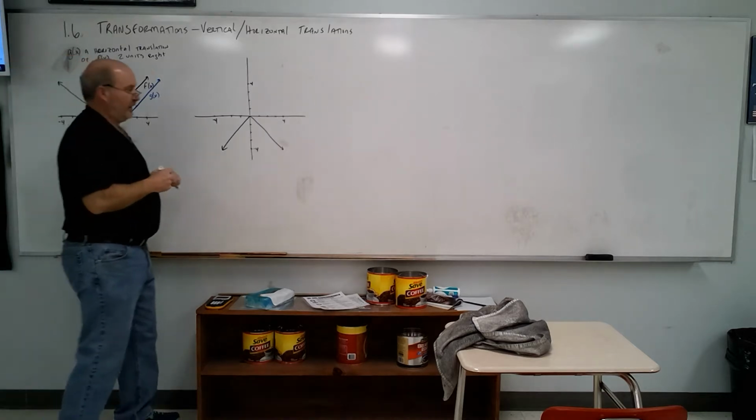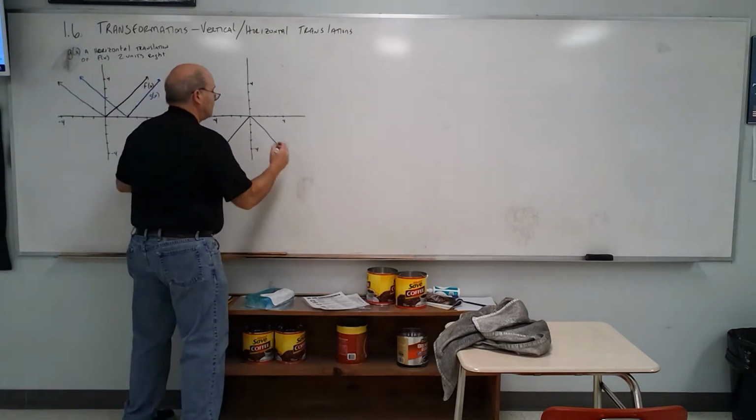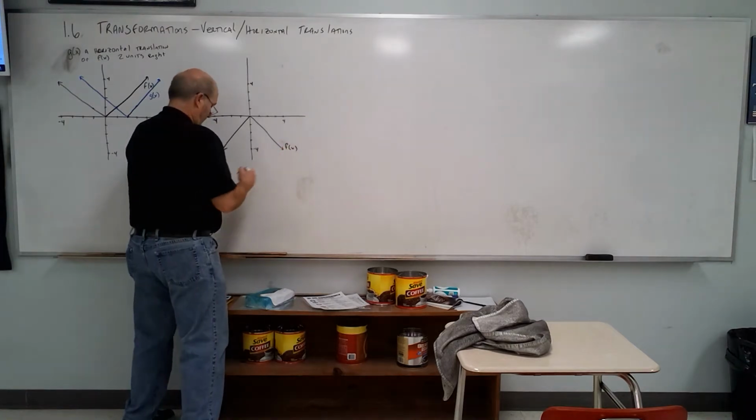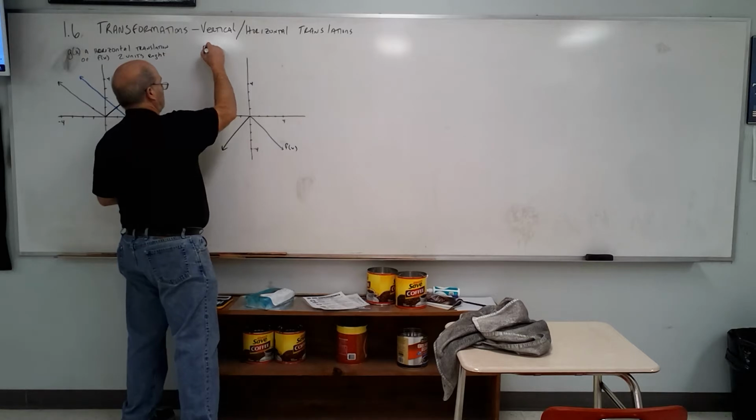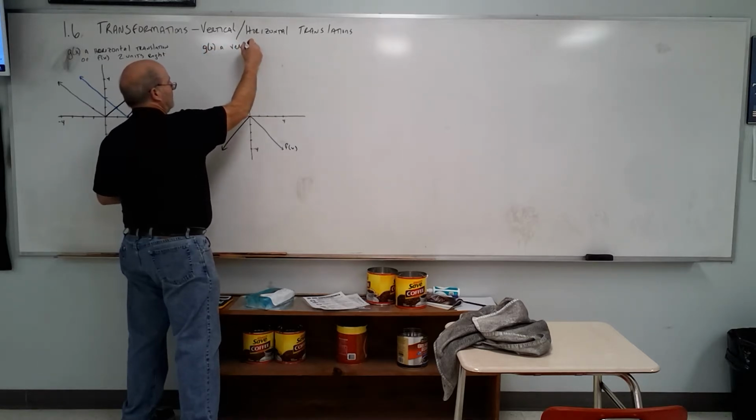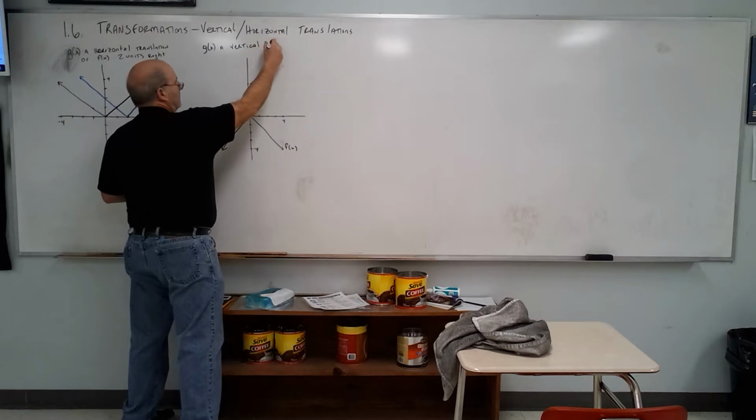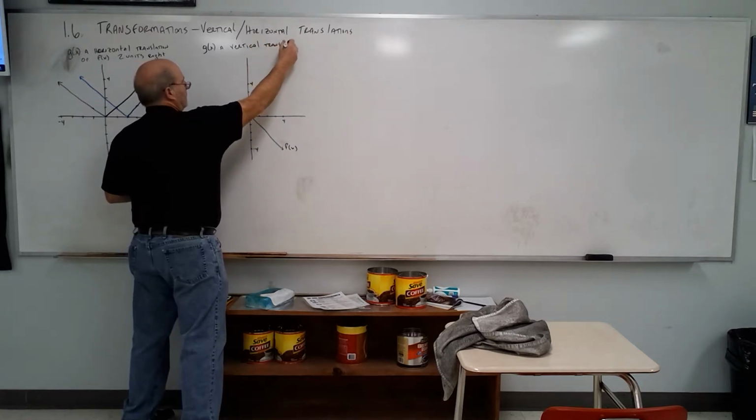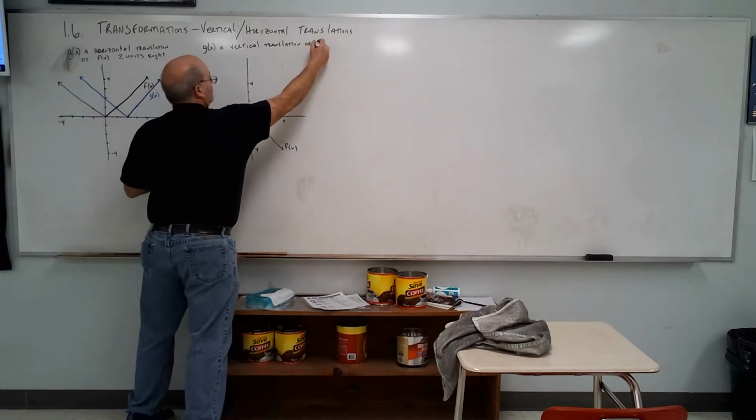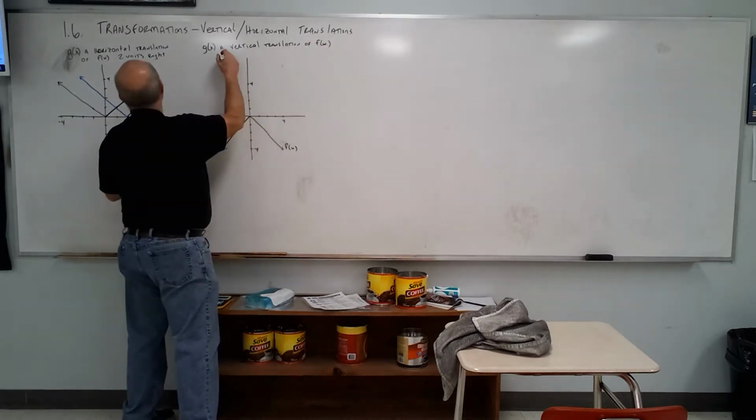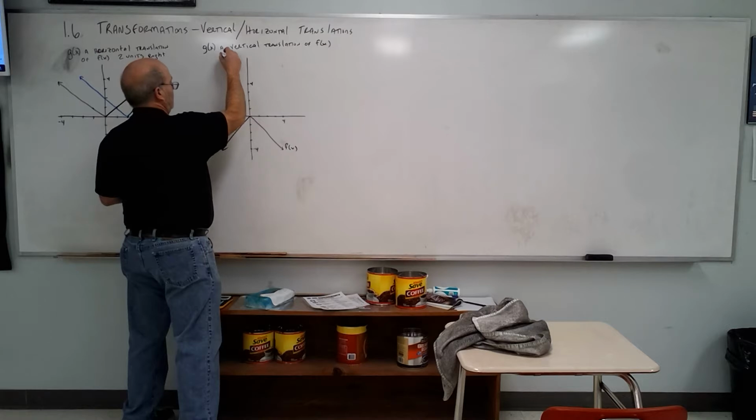If we let this graph be f of x, then we make g of x a vertical translation of f of x. Let's say 2 units up.